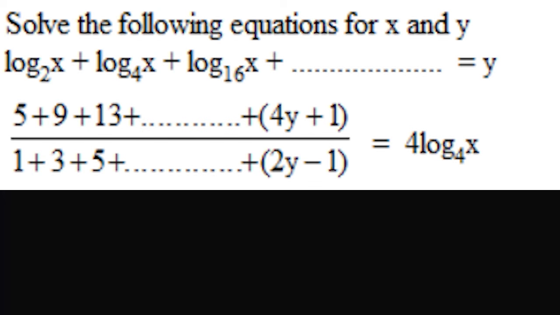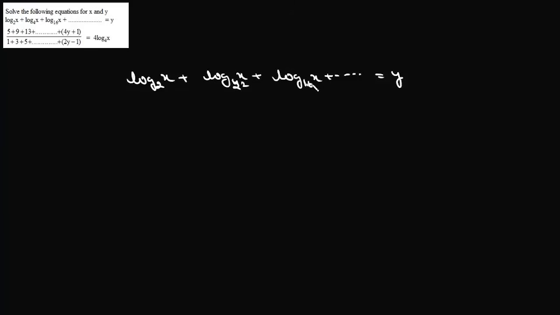Now the question is: solve the following equations for x and y. Now we are given that log x base 2, log x base 4, log x base 16, is equal to y. Now this 4 is 2 squared, 16 is 2 to the power 4, and we know that power of base comes as reciprocal. So it will be log x base 2, then 1 by 2 log x base 2, then 1 by 4 log x base 2, and this is equal to y.